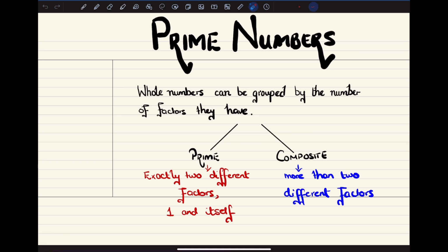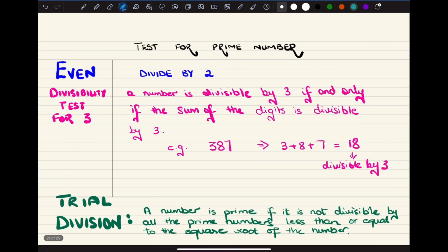So as you already know, whole numbers can be grouped by the number of factors they have. One group is known as prime numbers, and the other is known as composite numbers. Prime numbers have exactly two different factors, whereas composite numbers have more than two. Okay, so this is the distinction between the two.